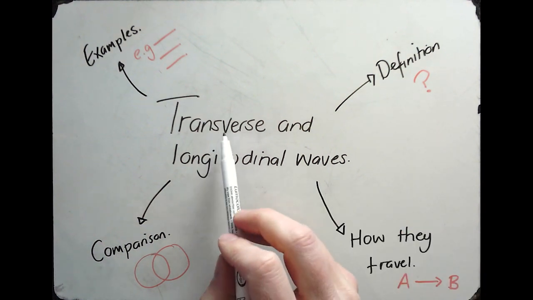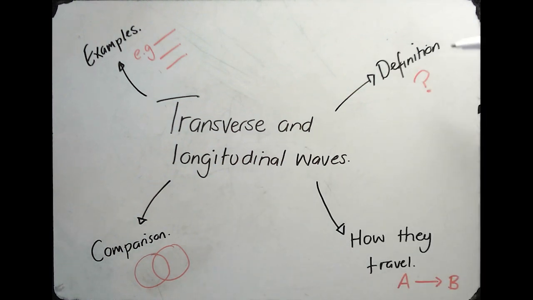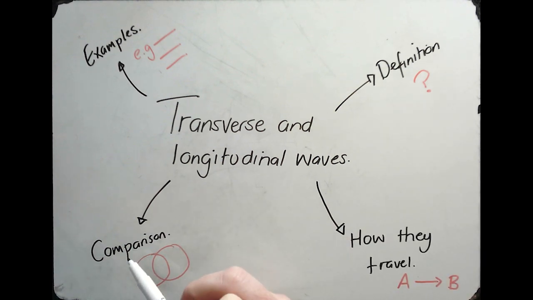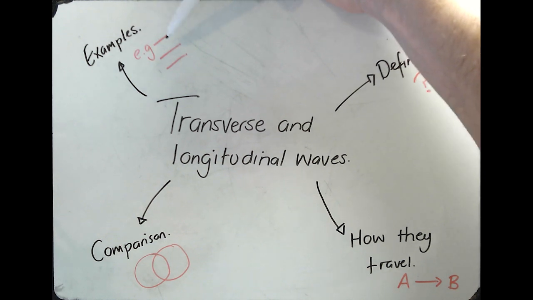Today we're going to look at transverse and longitudinal waves. We're going to get a definition for each one. We are going to look at how they both travel. We're going to compare between them, looking at the similarities and differences. And then we're going to look at some examples of each one.